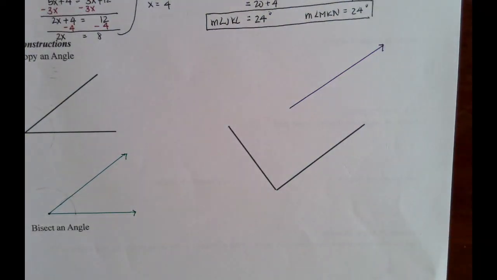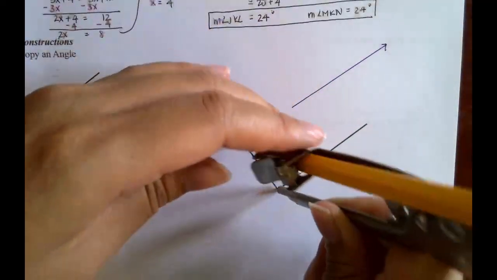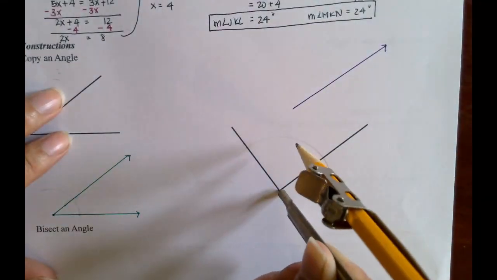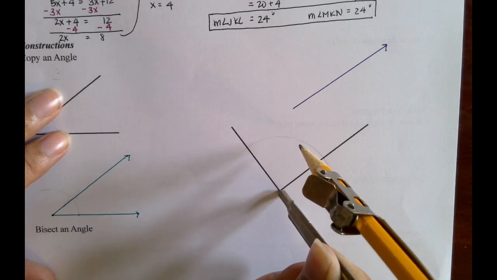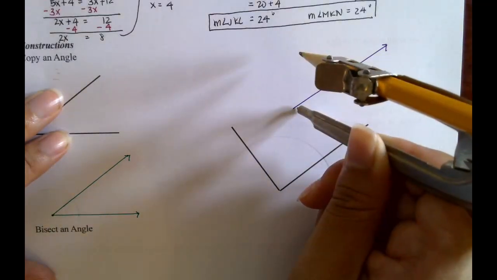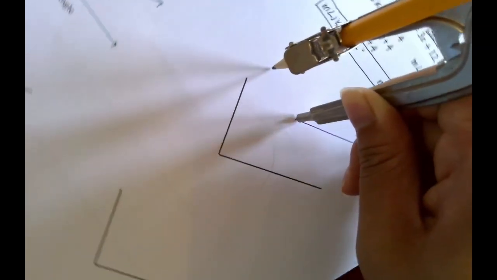Then again, starting at the vertex of your original, you're just going to make an arc of any size. Just make sure it crosses both sides of your angle. Leaving your compass the same, you're now going to move to the endpoint of the ray you drew, and you're going to make that same arc.